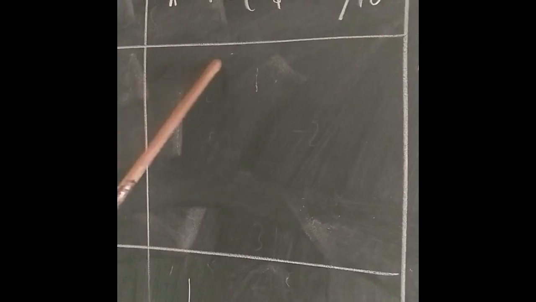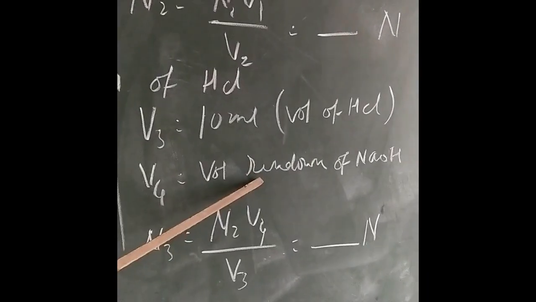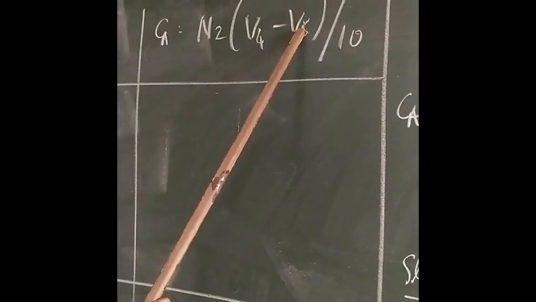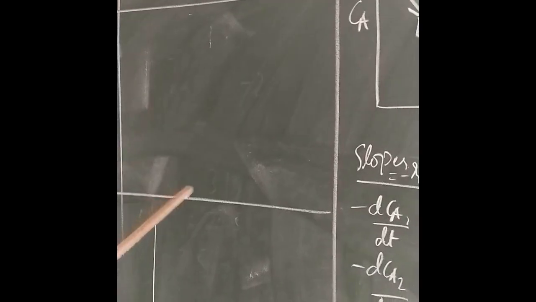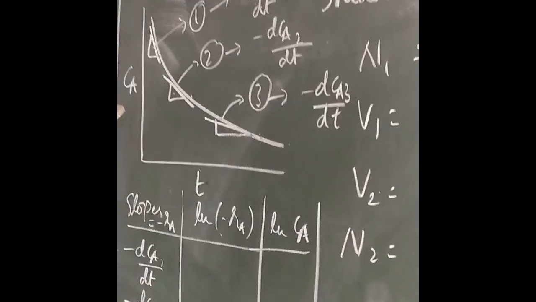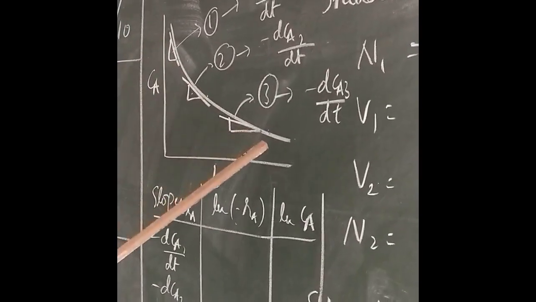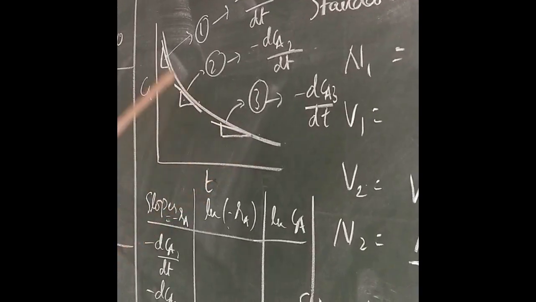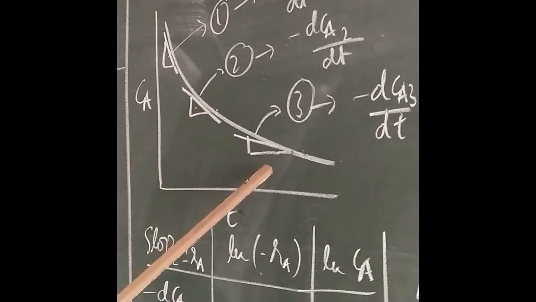Concentration is equal to N2, that is the normality of NaOH, into V4, where V4 is the volume of NaOH rendered during HCl standardization, minus V5, where V5 is the burette reading, divided by 10. So we get the values of concentration. After calculating the values of concentration, we go for plotting of graph. The first graph will be concentration versus time. When we plot the graph, we get the nature of the graph as a curve. After plotting the curve, we need to calculate the slopes by drawing the tangents at different points. We need to draw totally 5 different tangents.